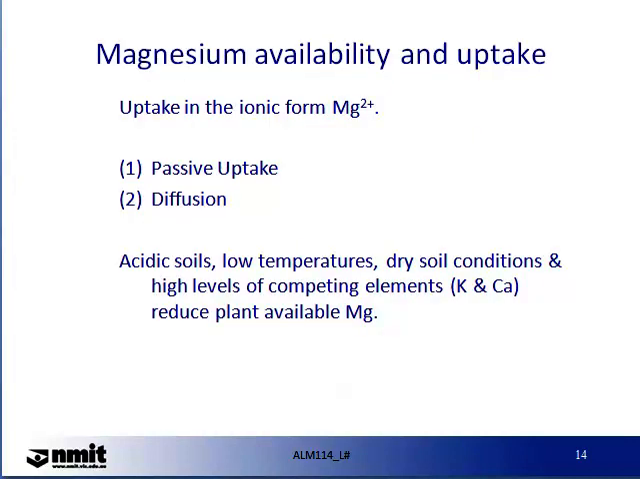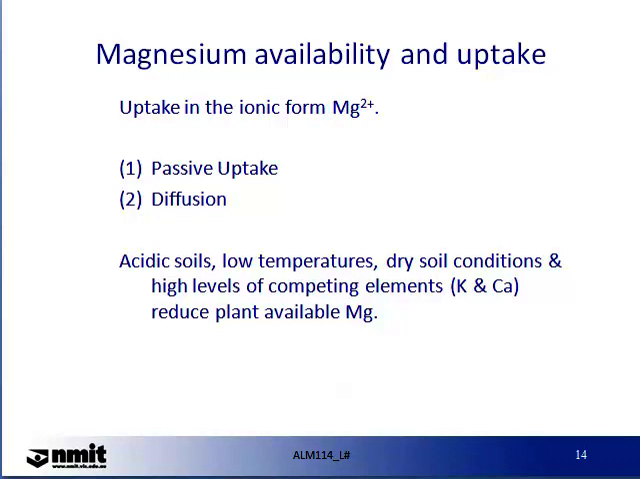Magnesium uptake in plants is in the ionic form Mg2+. Uptake of magnesium is dominated by two processes. The first is passive uptake, driven by transpiration, and is similar to that of calcium. The second is diffusion, where magnesium ions move from zones of high concentration to zones of lower concentration. Therefore, the magnesium amounts that a plant can take up will depend on its concentration in the soil solution and on the capacity of the soil to replenish the soil solution with magnesium.